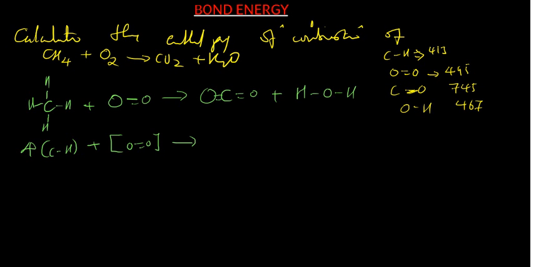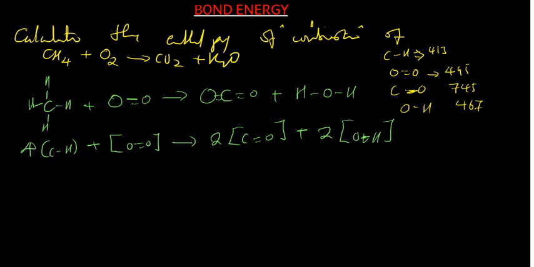And that produces, now we can see a bond between carbon and oxygen, 1, carbon and oxygen, 2. So we have 2 bonds between carbon and oxygen. And then we have a bond here and a bond here between oxygen and hydrogen. And so I've got 2 bonds between oxygen and hydrogen. And so I'm just going to go on and substitute those values.